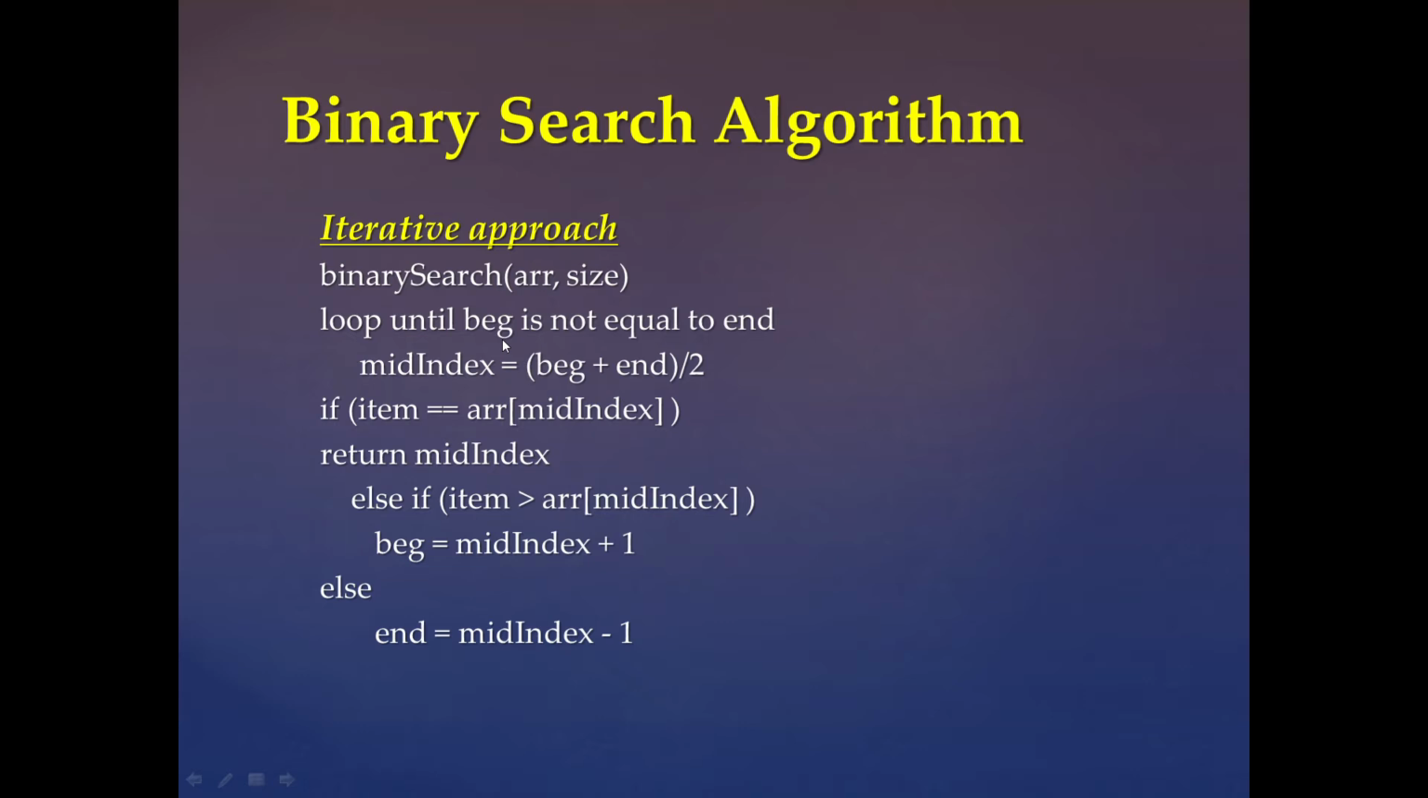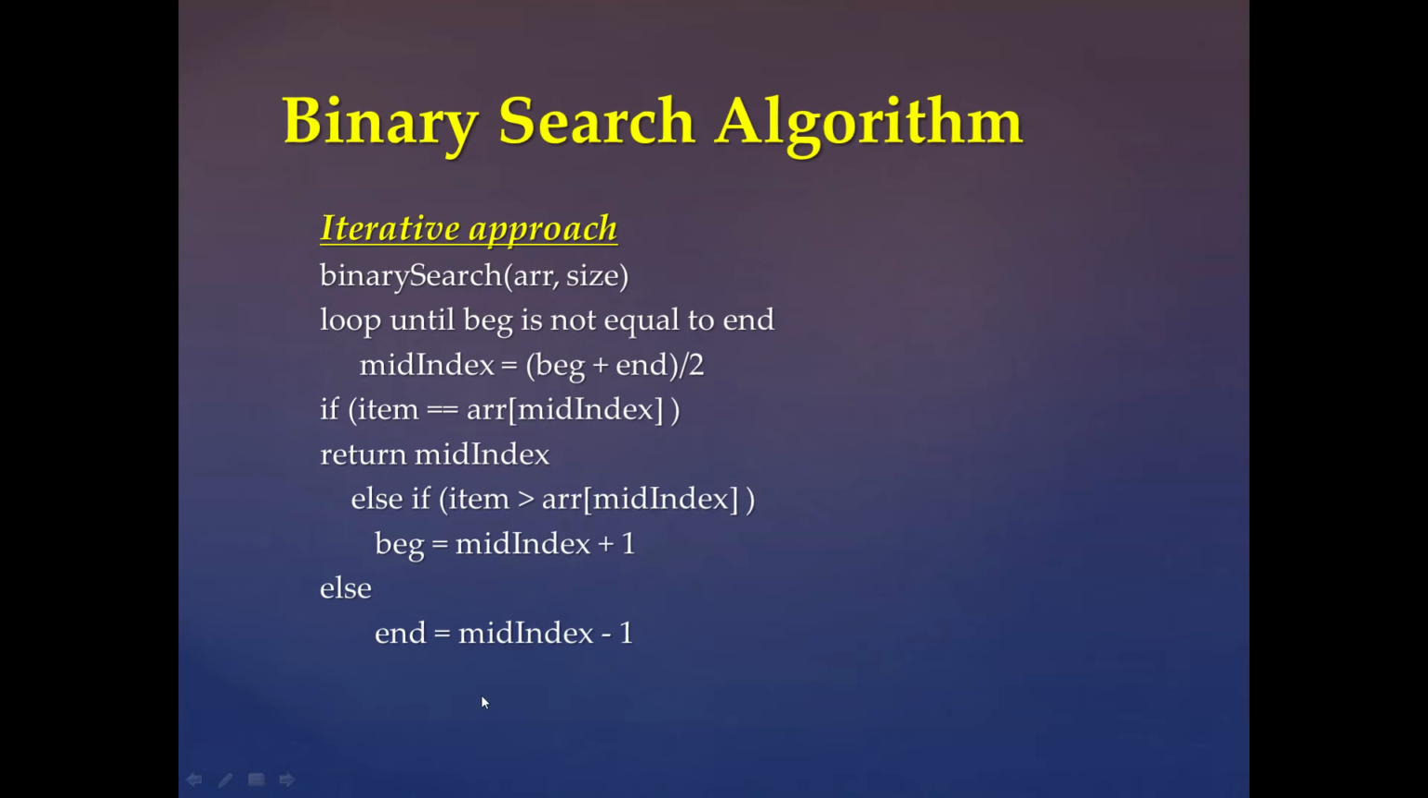The mid index is equal to begin index plus end index divided by 2, and the item, meaning the searching element, has three cases: equal to the mid element, greater than the mid element, or less than the mid element. If the item or searching element is equal to the mid element, then return the mid element. If not, then we search in the right half of the array. If not, then we search in the left half of the array. So this is the whole iterative approach.